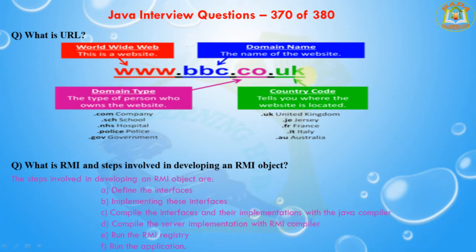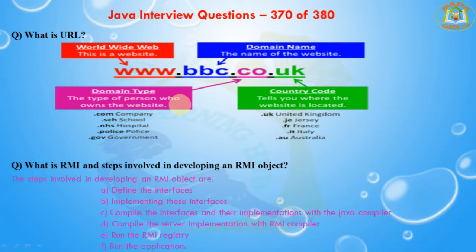And .uk is the country code, which tells you where the website is located. There are different country codes available. .uk means United Kingdom, .je means Jersey, .fr means France, .it means Italy, and .au means Australia. This is regarding URL.